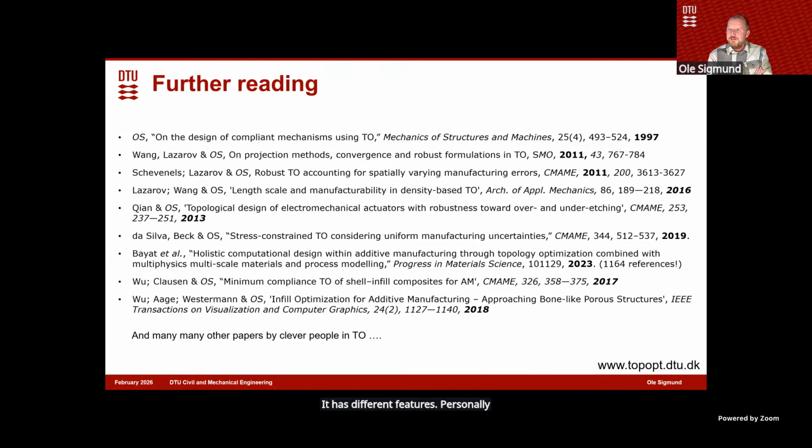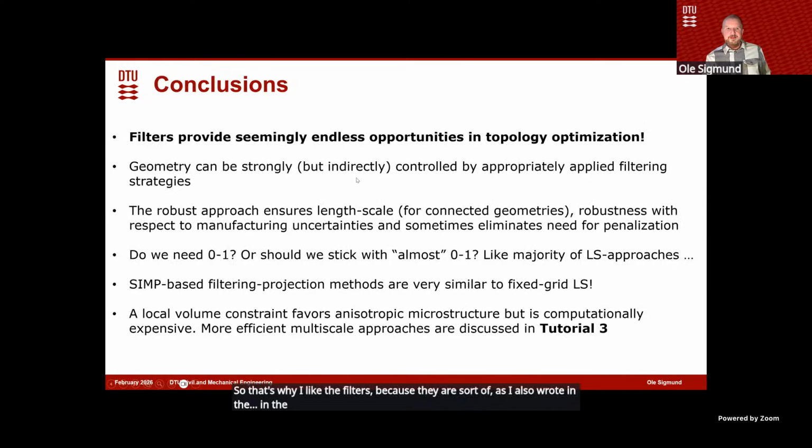Personally, I'm not in favor. If I can avoid it, I don't want to add anything to the objective function. That's why I like the filters, because, as I also wrote in the second point here, geometry can be strongly but indirectly controlled. So I'm much in favor of that. As soon as you add something to the objective function, it becomes important what the weighting factor is.